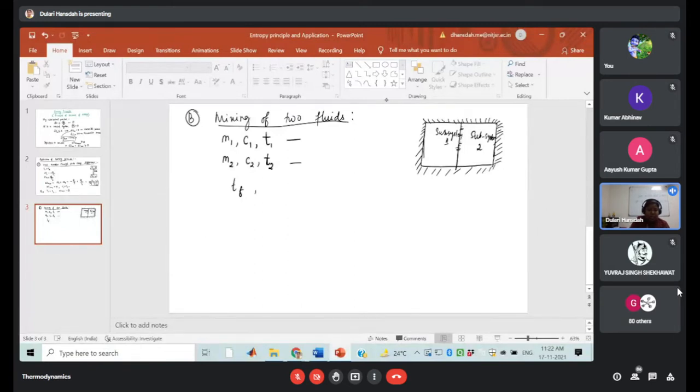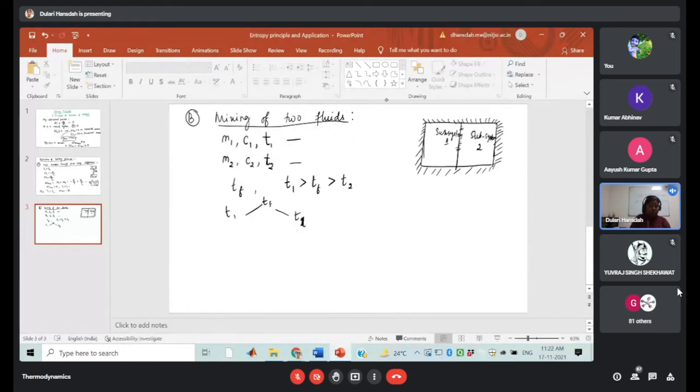So in this case, T1 is greater than Tf, and Tf is greater than your T2. Both T1 and T2 will attain the final temperature, that is your Tf temperature. Got my point? So in this case, after the mixing process, suppose we are considering that the energy interaction of this composite system will remain the same after the mixing.